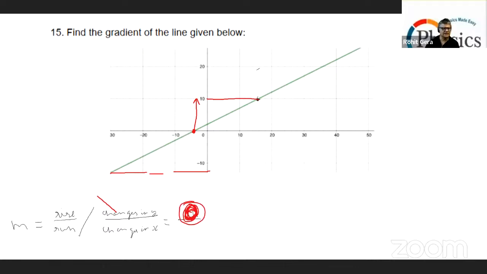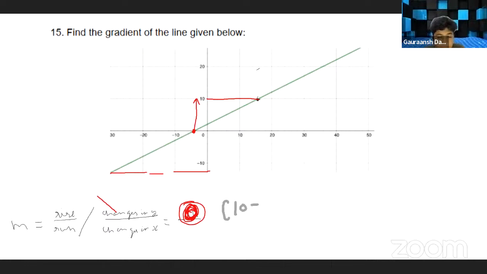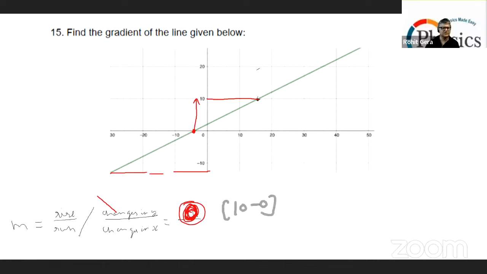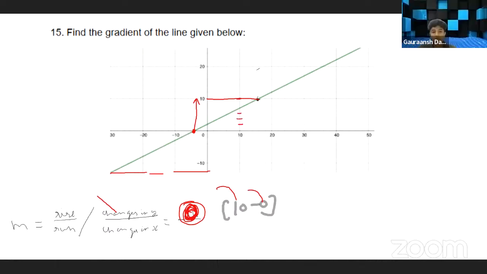Changes in y. Okay, so the change in y is 10. 10 minus 0. The final is 10, initial is 0. So 10 grids, right? 1, 2, 3, 4. Whatever the reason, this is 10. Yes. Okay, so we found the rise.